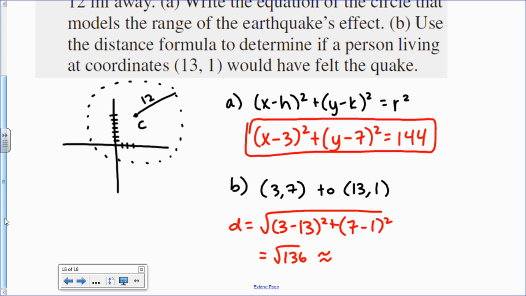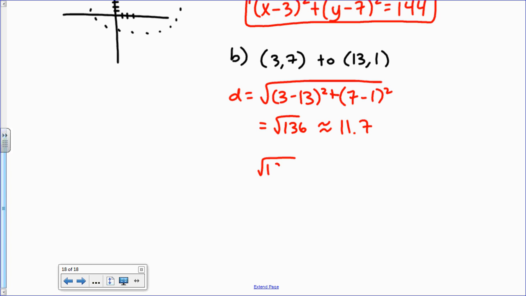We could simplify, but I want to look at just kind of what the value of that is. So approximately. Okay. So what am I comparing this to? What am I comparing 11.7 to? To what? 12. Okay. So 11.7 is less than 12. So would they feel the earthquake? Yes, because they would be inside that circle.